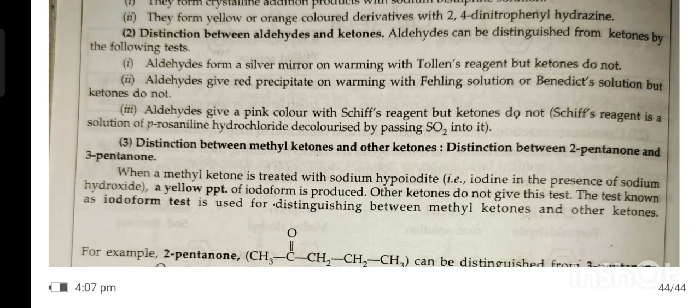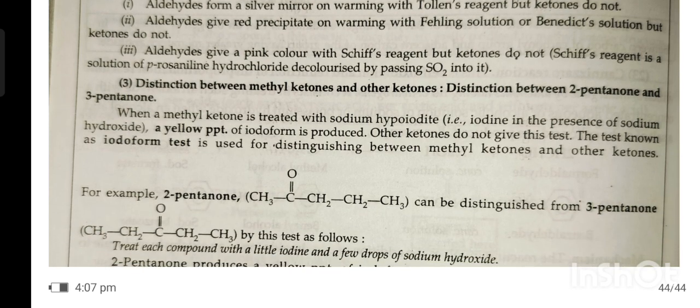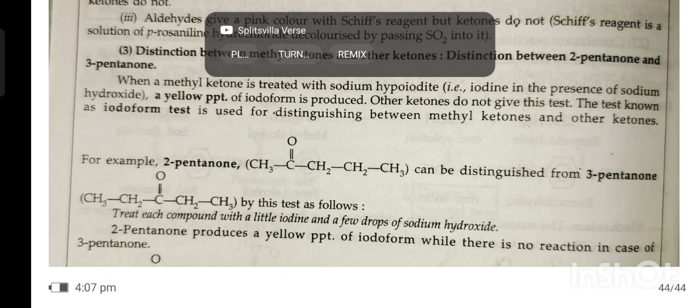Third, distinguishing between methyl ketone and other ketones. For example, distinguishing between 2-pentanone and 3-pentanone. When a methyl ketone is treated with sodium hypoiodite, that is iodine in the presence of sodium hydroxide, a yellow precipitate of iodoform is produced. Other ketones do not give this test. The test, known as the iodoform test, is used for distinguishing between methyl ketones and other ketones. For example, 2-pentanone can be distinguished from 3-pentanone by this test as follows.